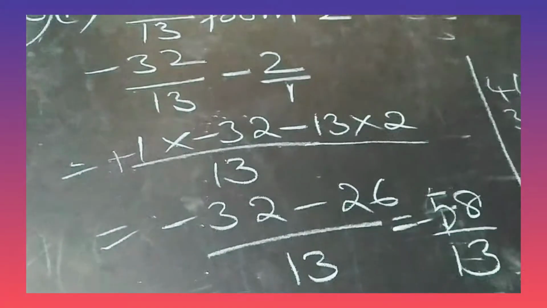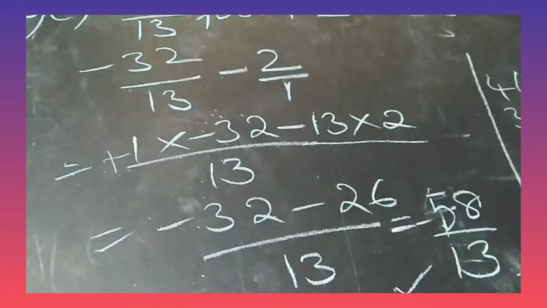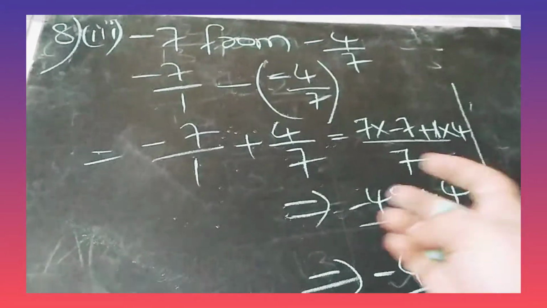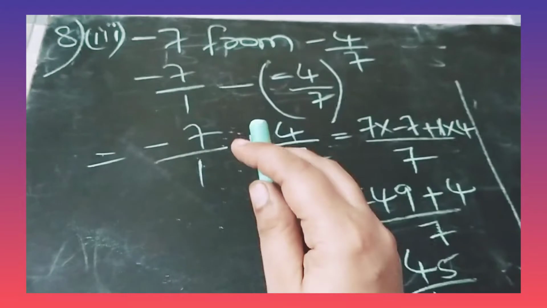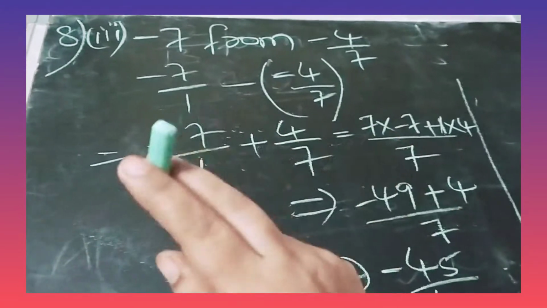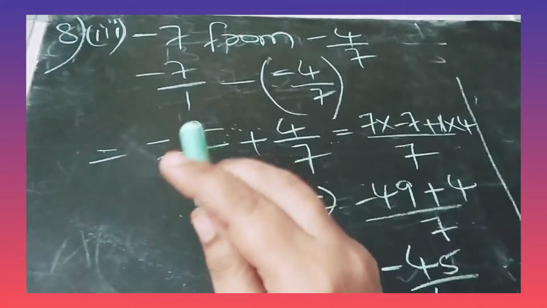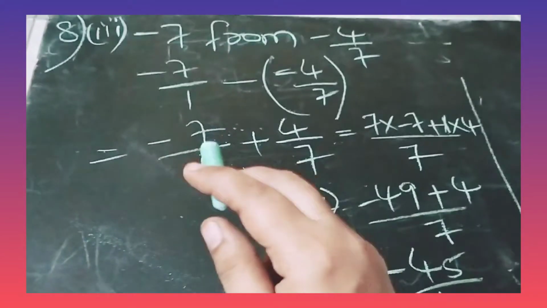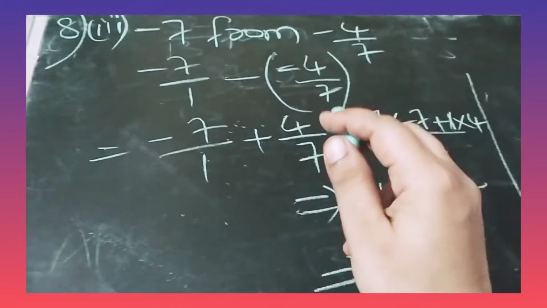Okay, minus 58 by 13 is the answer. Okay, third bit is subtract minus 7 from minus 4 by 7. Minus 7 means again you have to take minus 7 by 1. Okay, minus 7 by 1 minus minus 4 by 7.